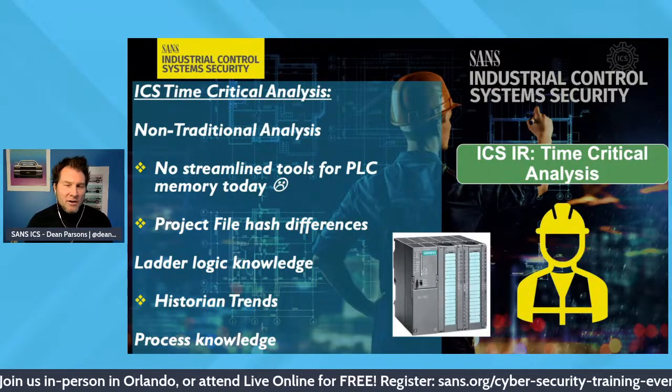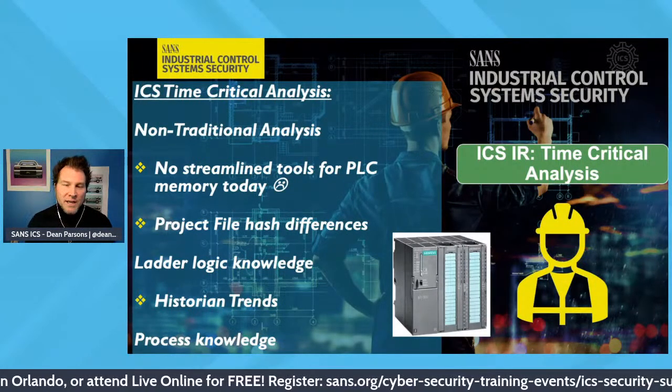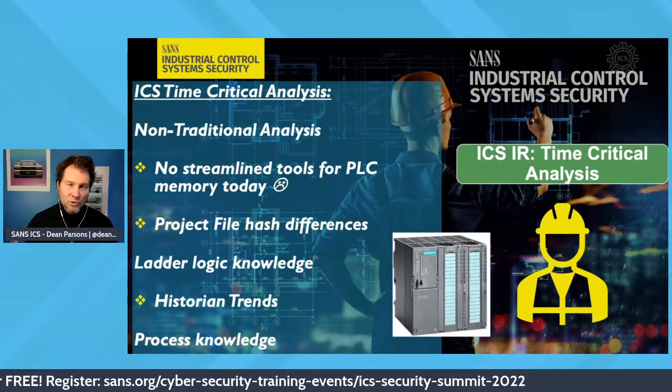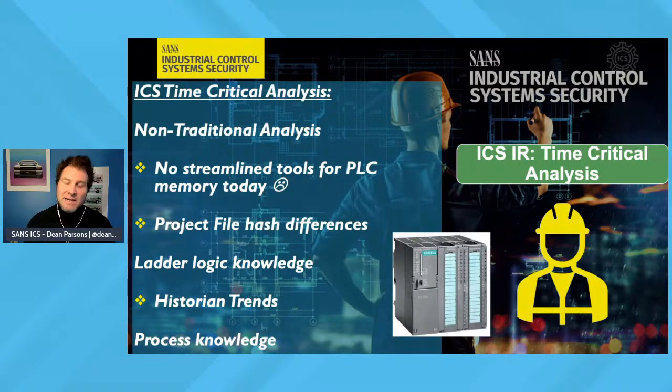So earlier we talked about things like understanding what production project files you have running on the plant floor, hashing that file, knowing exactly what's up in the environment, and then occasionally, when you're in this state of time-critical analysis, comparing that file's hash with a backup you may have had. And if you have a different hash, then you realize you're dealing with some kind of change in the PLC.